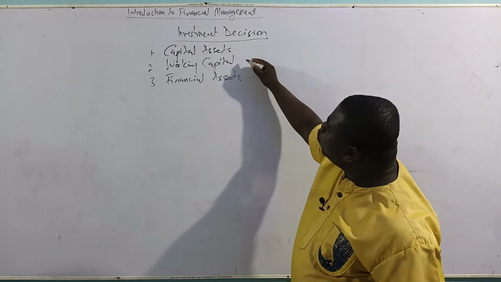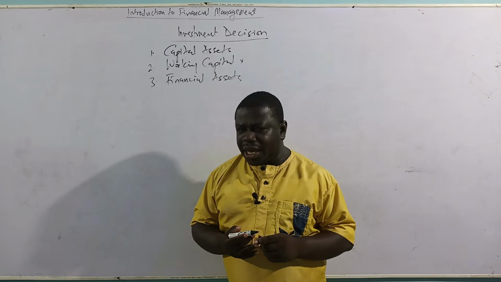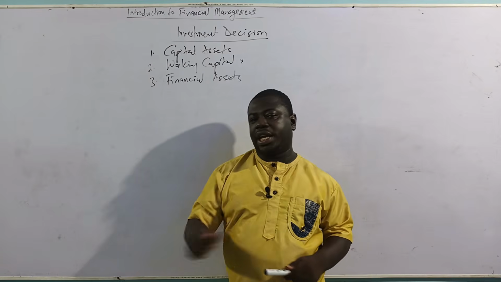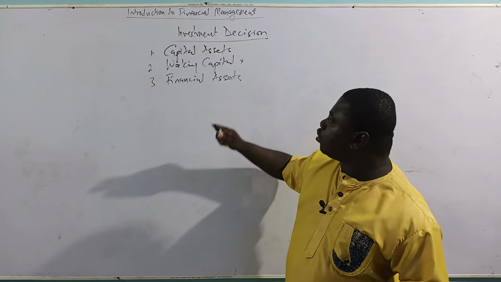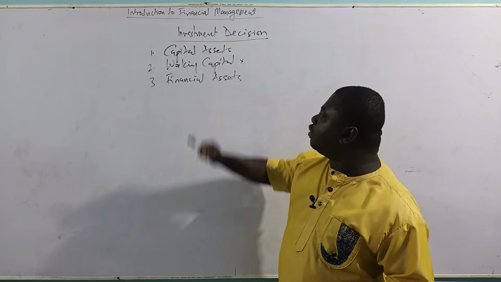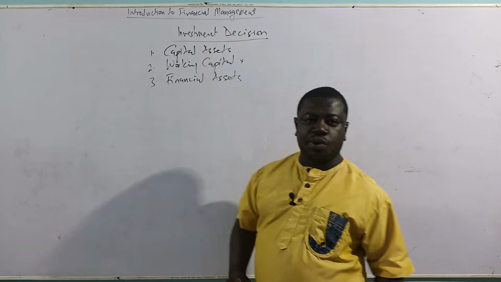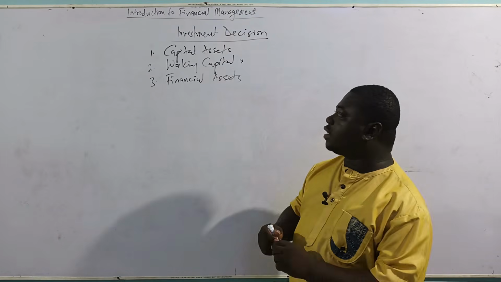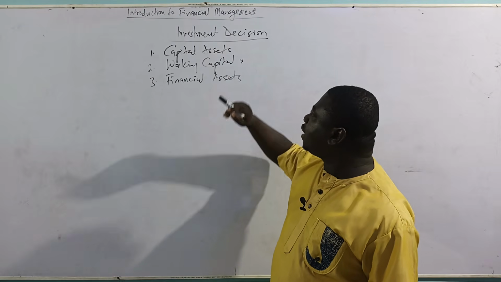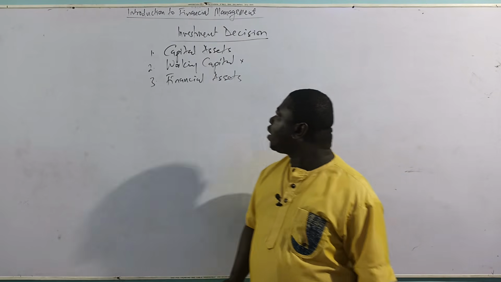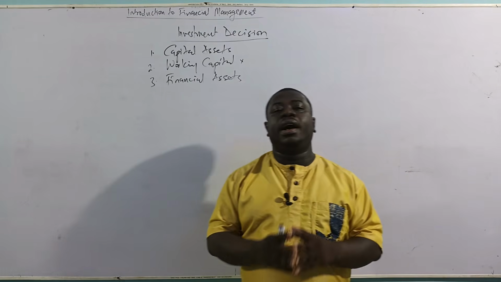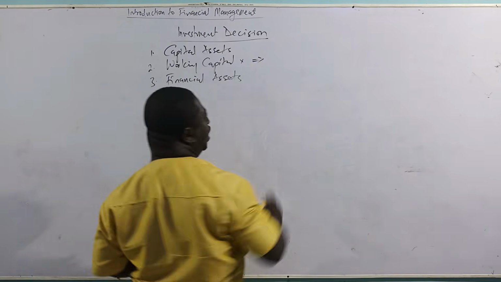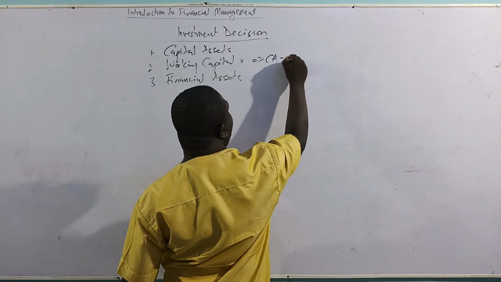Many of us do not pay attention to working capital, but working capital is also a very good area for investment, depending on how well you do proper working capital management and projections. So you can decide to invest in capital assets, working capital, or financial assets. Now, what is the difference between a capital asset and a financial asset? Let me talk about working capital first. Working capital is basically current assets minus current liabilities in accounting.